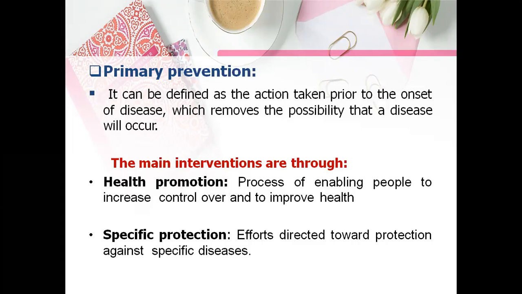So whenever we see the definition of primary prevention, it says it can be defined as the action taken prior to the onset of the disease, which removes the possibility that the disease will occur. So we are focusing mainly on the high risk group. Whenever we say intervention, that means some activities or actions that we are doing in order to prevent the individual from having any form of disease.